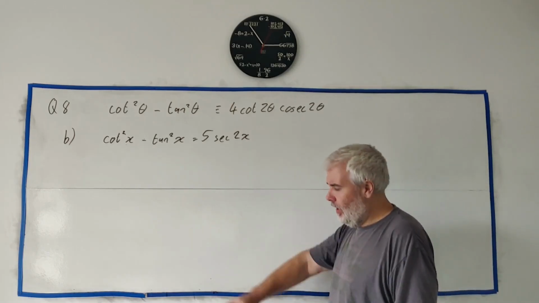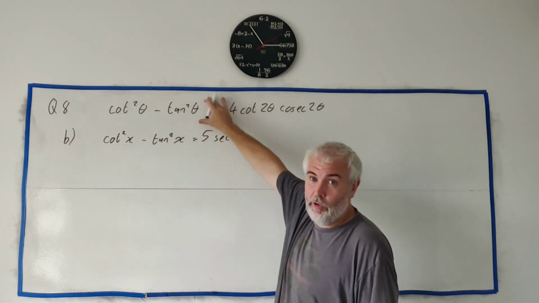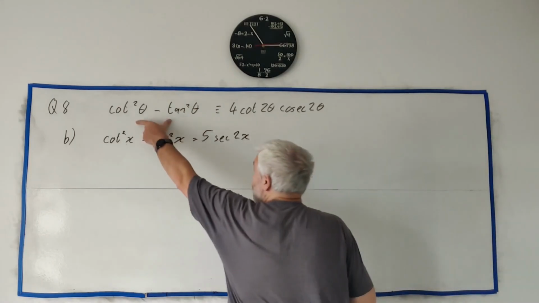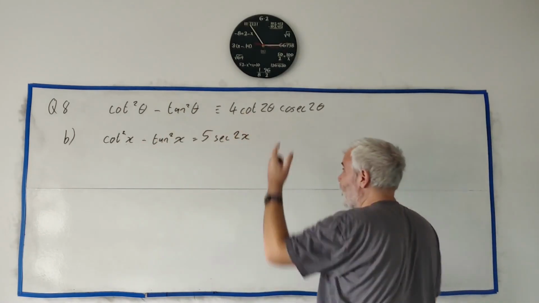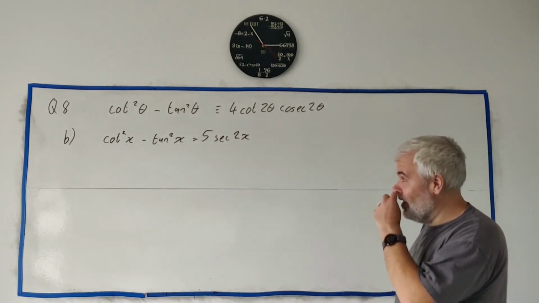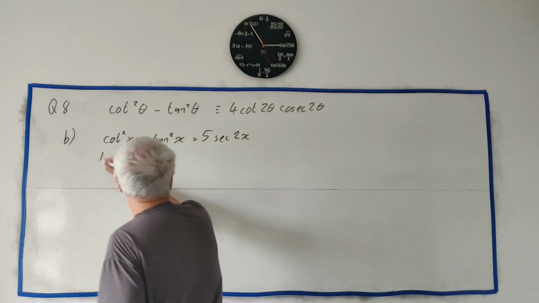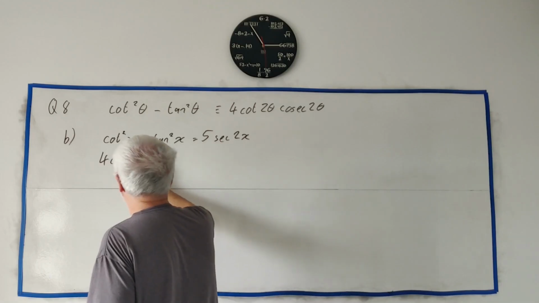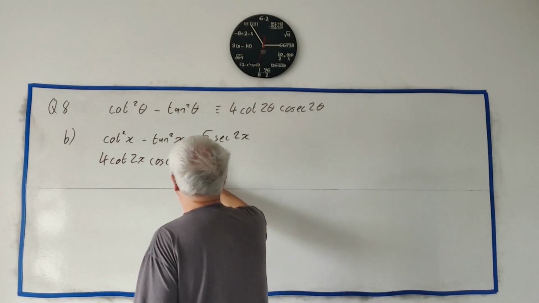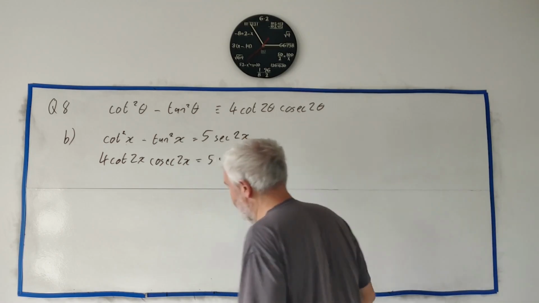For part B, they give an equation. The half of it should look very familiar. It's just like the one above here. They say hence solve this. So the first thing you should do is replace this here with this side. They're saying it will help. Don't think it helps me as much as it usually does, but it does help a bit. So replace this here with the equivalent of this. This would be 4 cotan 2x instead of theta. Cosec of 2x is equal 5 times secant of 2x.